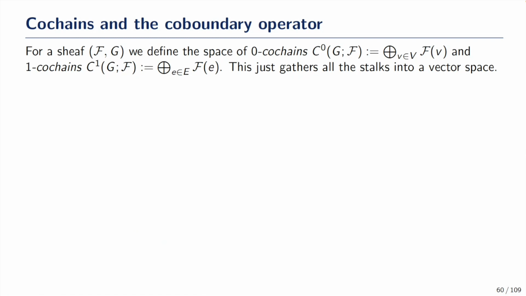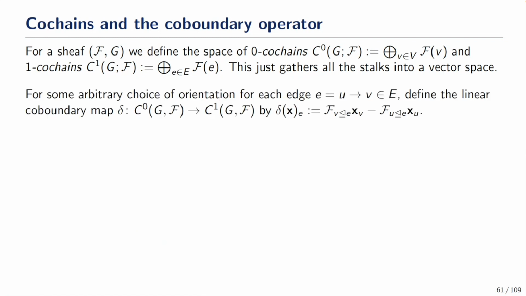We can do the same for all the edges. We have another direct sum. This is the space of one cochains, because edges are one-dimensional and so on. So this just gathers all the stalks in a single vector space. Okay, so once we have that, there's a very natural operator we can define going from this space of zero cochains to the space of one cochains. For that, we also need to pick an orientation for each edge, and it does this.